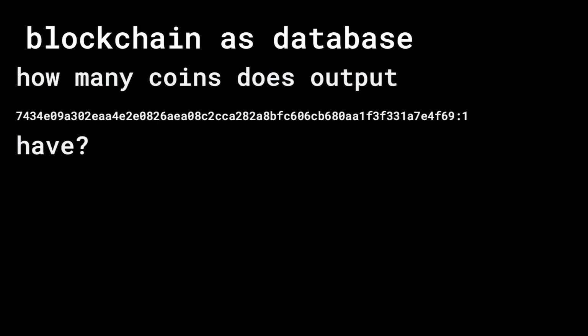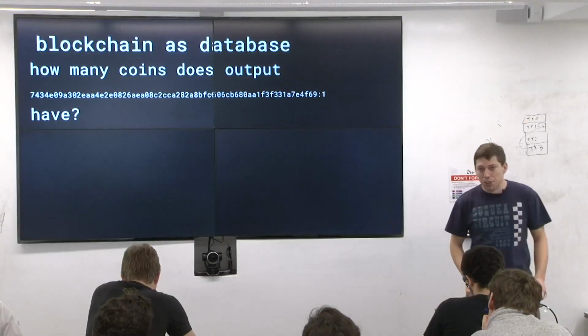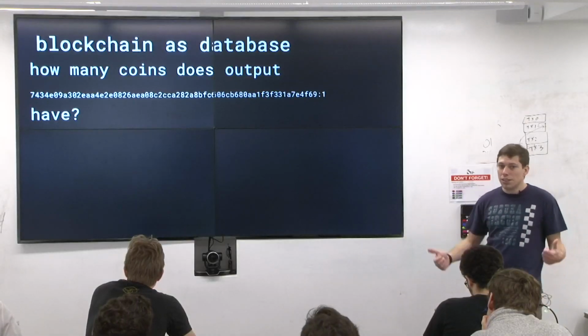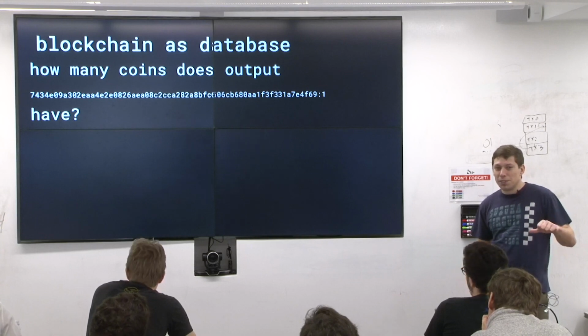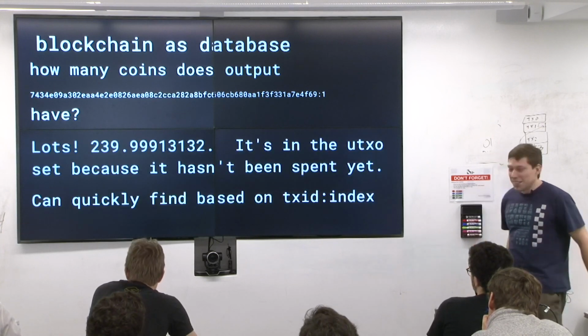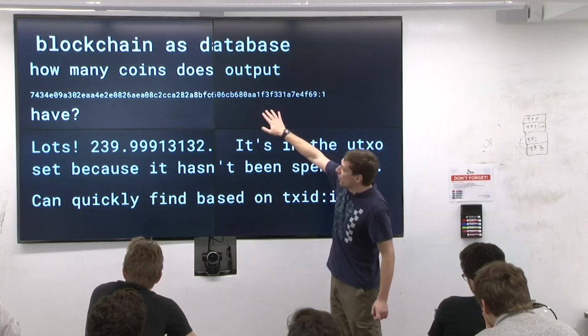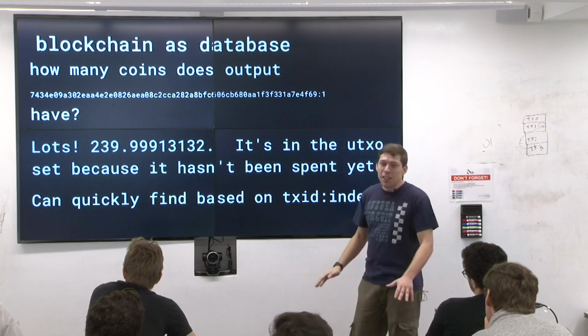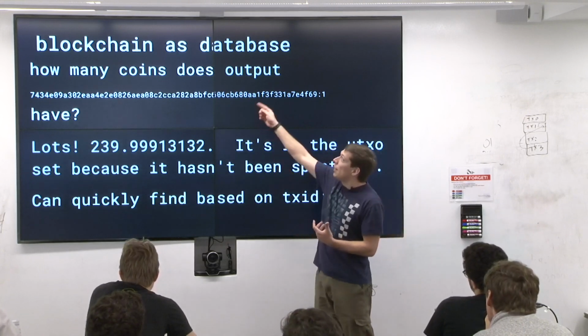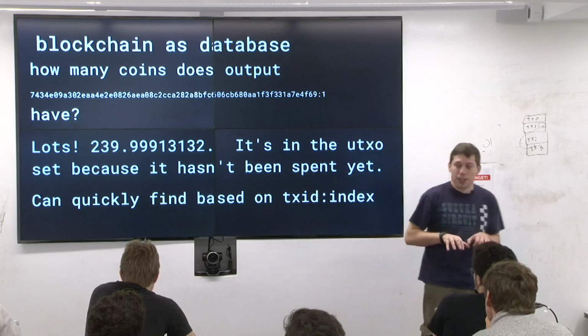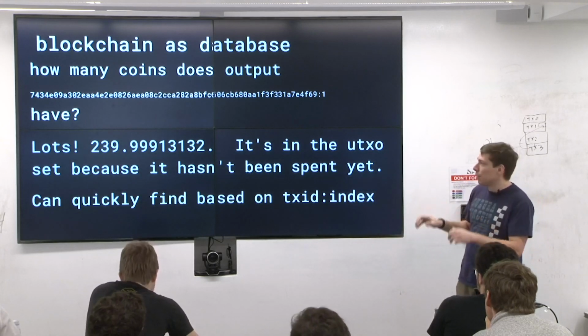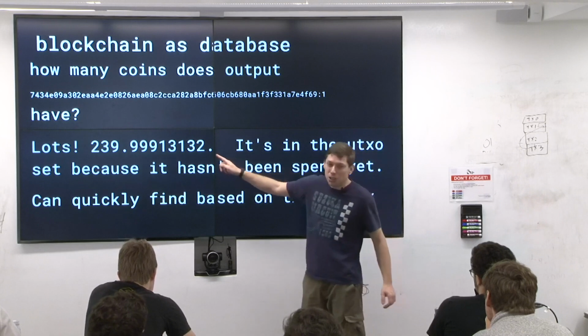Okay, next one. This is an example. How many coins? So you say, hey, here's this output, this transaction, :1. How many coins does it have? Will the full node be able to tell you this? Yay, nay? Seeing a bunch of nays. No, it will. Yeah, this is the one thing it can do. If you say, hey, 7434 :1, it'll know that. That's in the UTXO DB because that's the key that the UTXO DB sorts by, right? So yep, this is a UTXO. It's unspent and it has a bunch of coins.